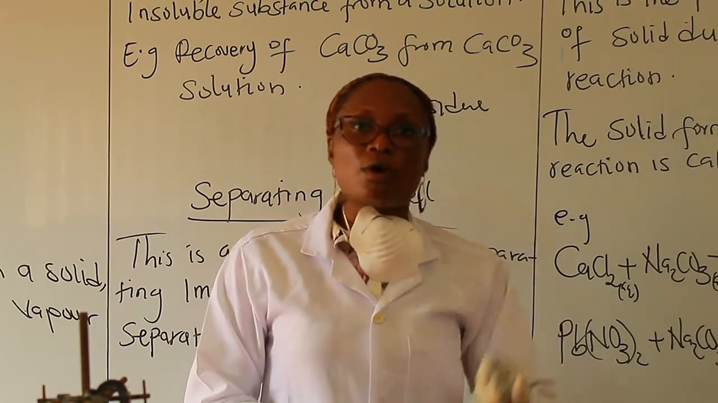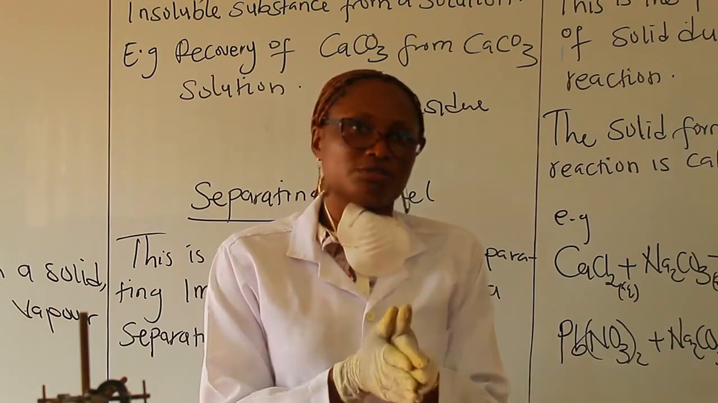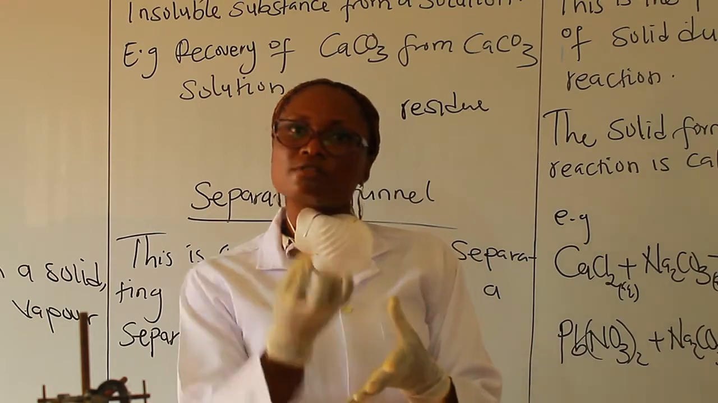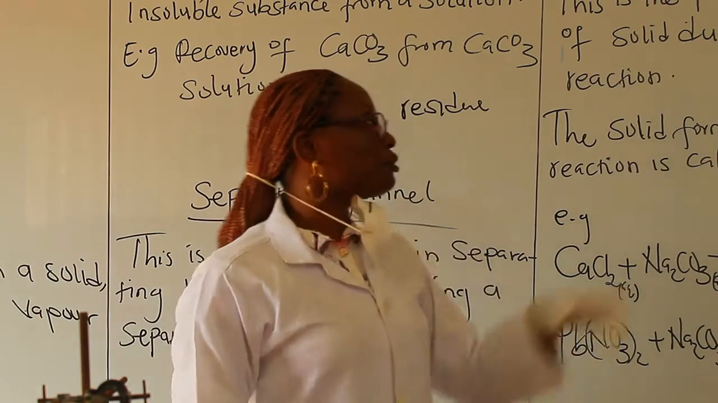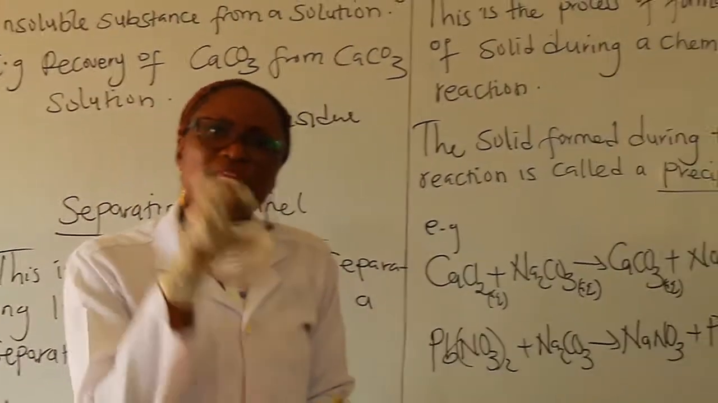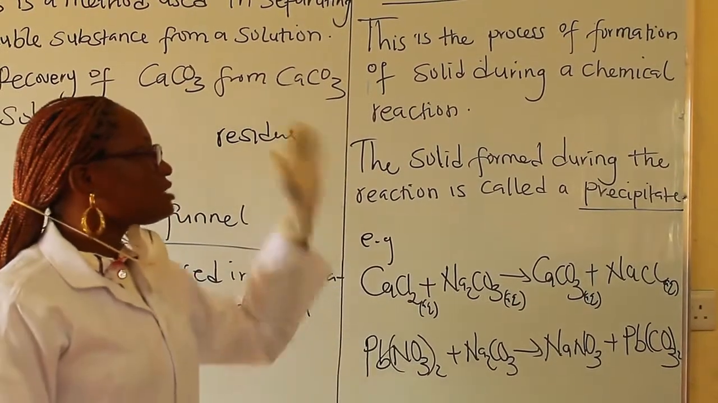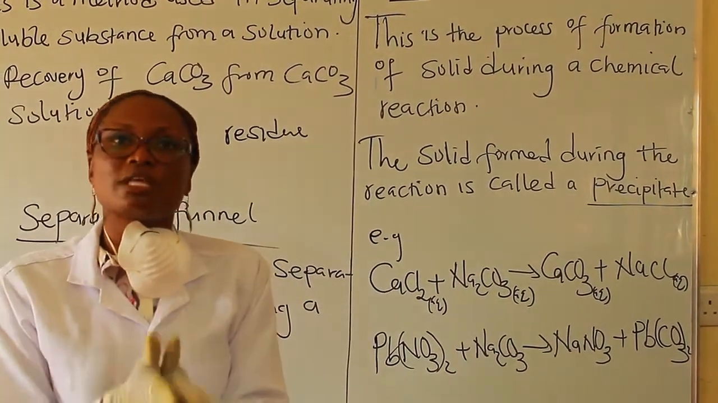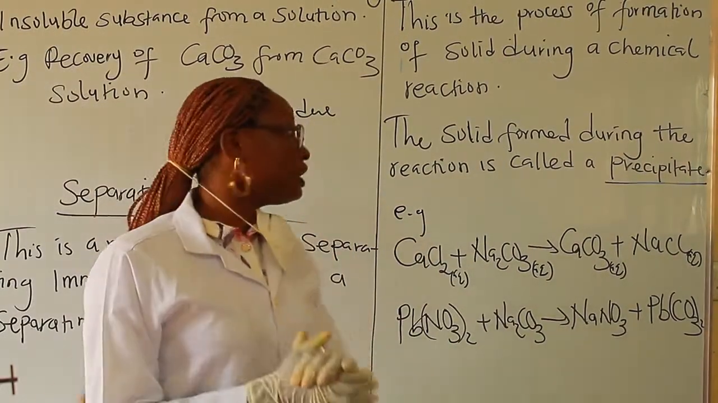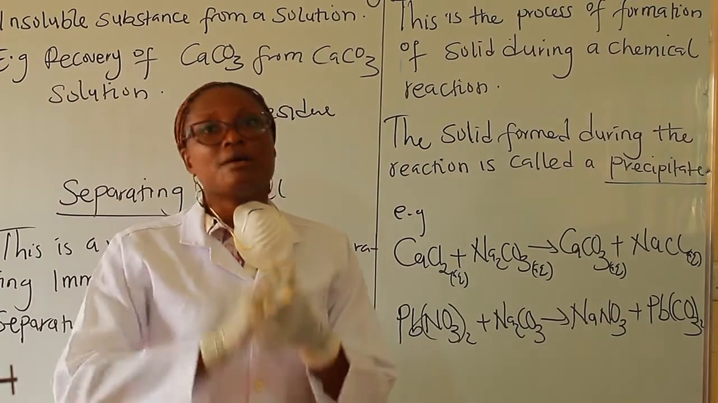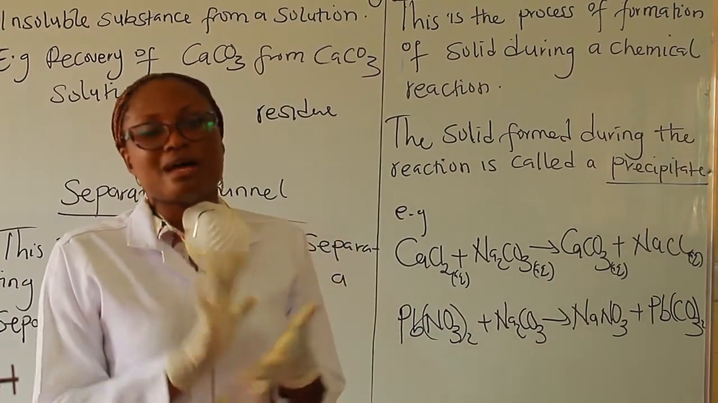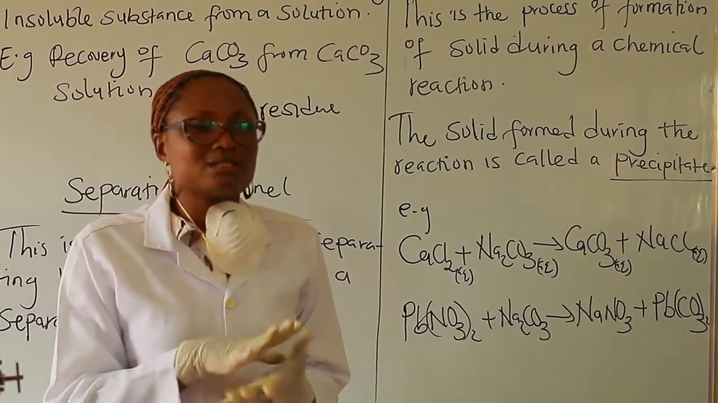Remember that a solute plus a solvent will give you a solution. But now you have two solutions that are joined together and then all of a sudden a solid comes out of that solution. That process is precipitation, the formation of a solid during a chemical reaction. The solid formed during that reaction is called a precipitate. A precipitate is formed when two reactants react and there is a solid. That solid is called a precipitate.